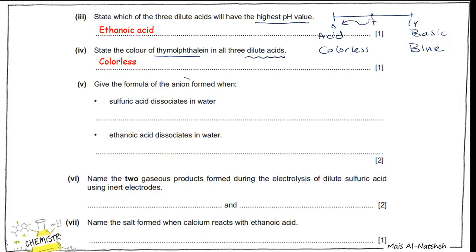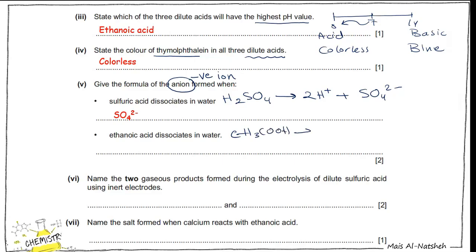Give the formula of the anion formed when sulfuric acid dissociates in water and when ethanoic acid dissociates in water. When sulfuric acid breaks down into ions in water, it gives 2 hydrogen ions and 1 sulfate 2- ion. So it is SO4 2-. Remember, anion, I'm talking about the negative ion. For ethanoic acid, we have CH3COOH. It will break down to give hydrogen positive 1 ion and ethanoate CH3COO negative ion.